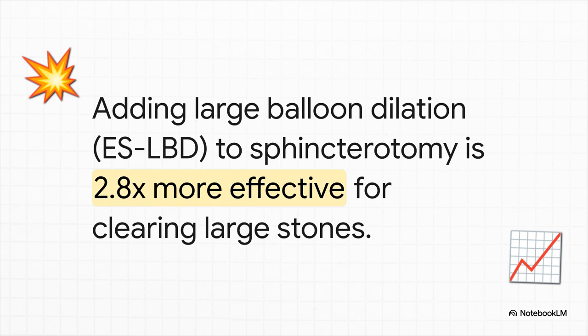So what's the bottom line? Adding a large balloon dilation on top of your sphincterotomy makes you 2.8 times more likely to successfully clear that big stone. That's not a small difference. That's a total game changer, and it's a key technique to have in your toolbox.